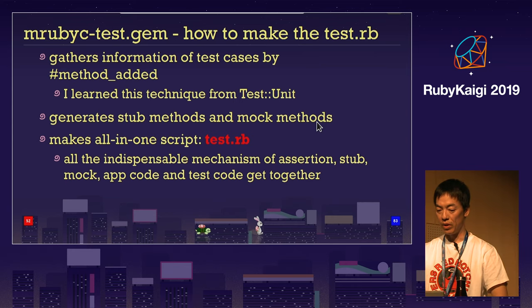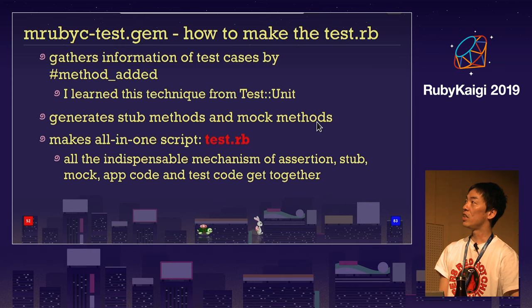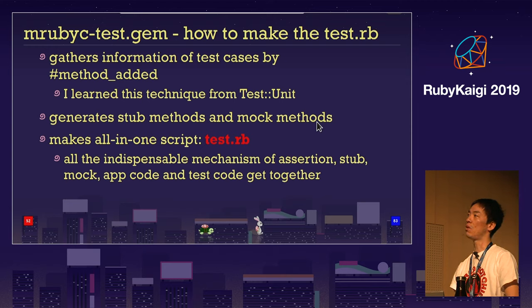How to make the test RuBy I'm talking about? It gathers information of test cases by the method added hook. I learned this technique from test-unit, which Stosan maintains. And it generates stub methods and mock methods. It makes an all-in-one script, test RuBy. All-in-one means all the indispensable mechanisms of assertion, stub, mock, app call, and test call get together in one script.